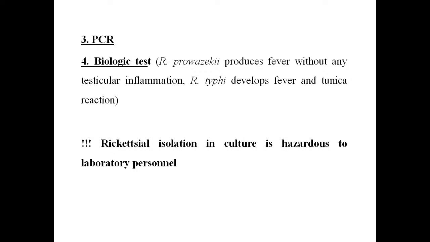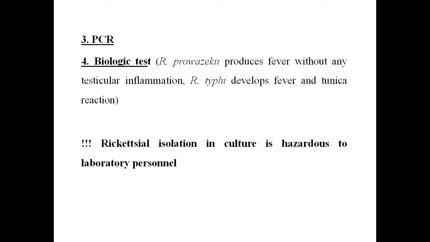We inoculate blood of the patient into animals, into rats, mice. Rickettsia prowazekii produces fever without any testicular inflammation. Rickettsia typhi develops fever and tunica reaction, inflammation of testicles. So we can differentiate louseborne typhus from murine typhus by injection of specimen into animals and observation of absence or presence of testicular inflammation.